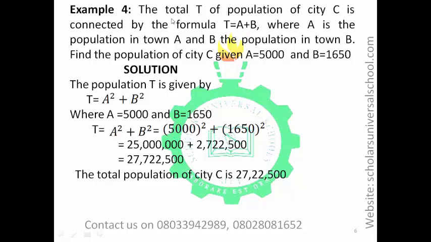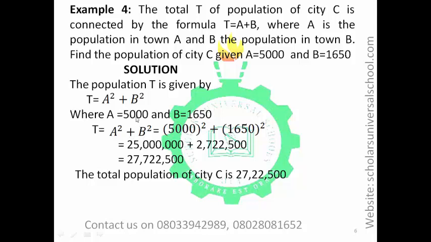4. The total T of population of city C is connected by the formula T is equal to A squared plus B squared. Please correct this. Where A is the population in town A and B the population in town B. Find the population of city C given A is equal to 5,000 and B equals to 1,650. This is the equation that they asked us to substitute for to get C. The total population is what they refer to as city C.